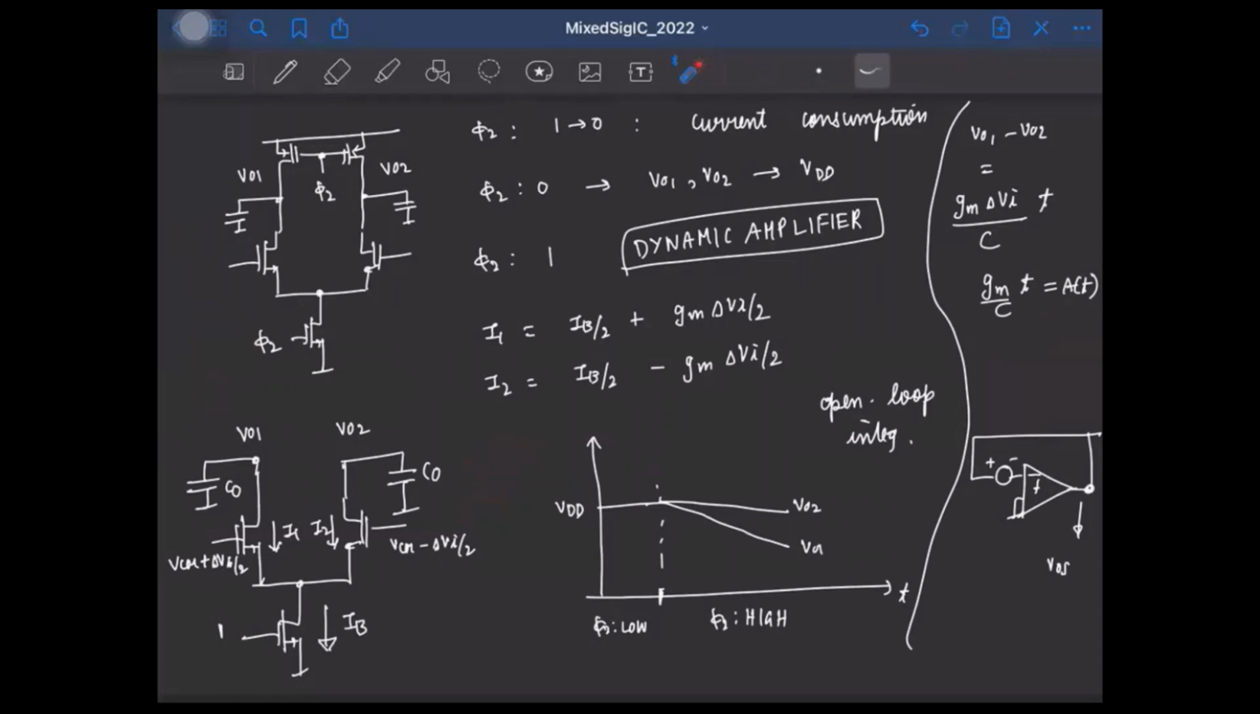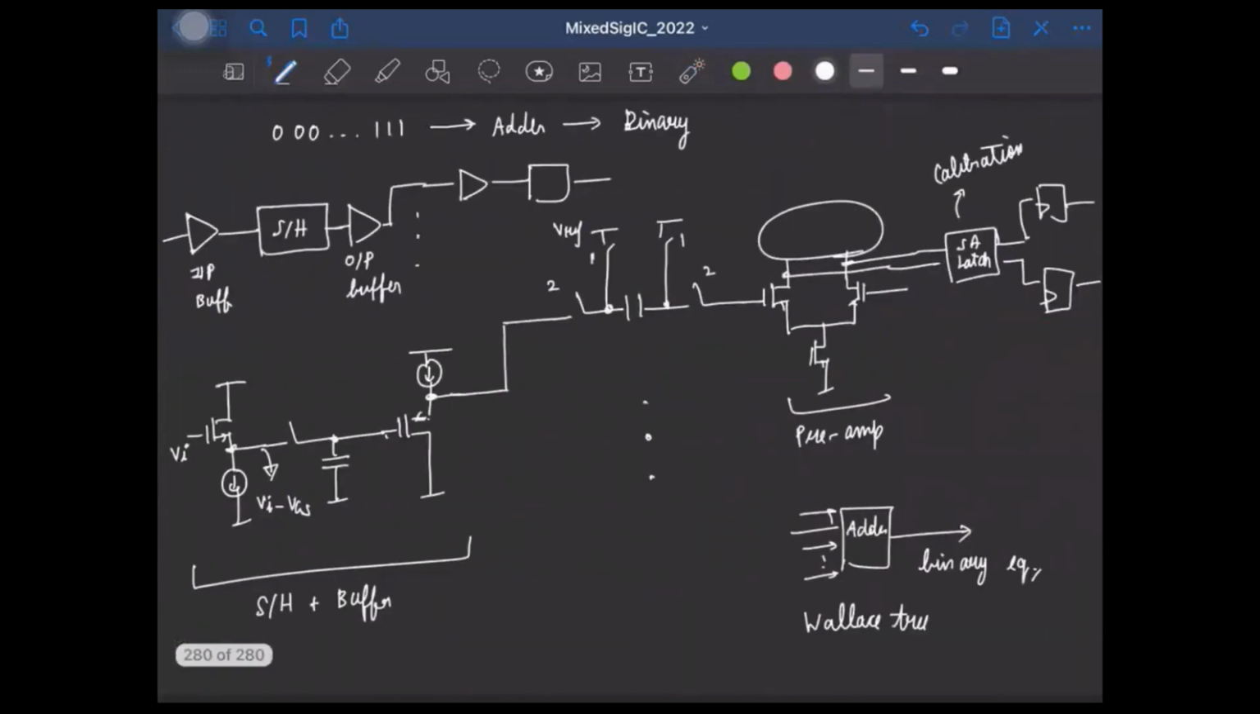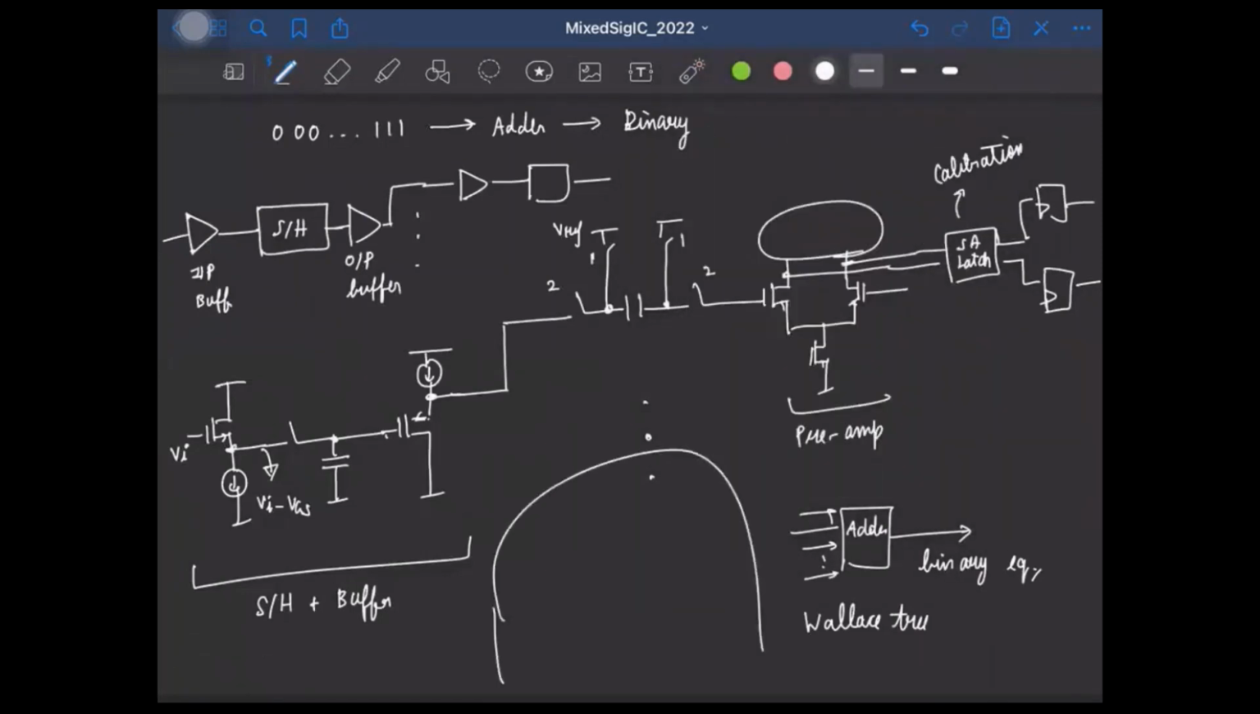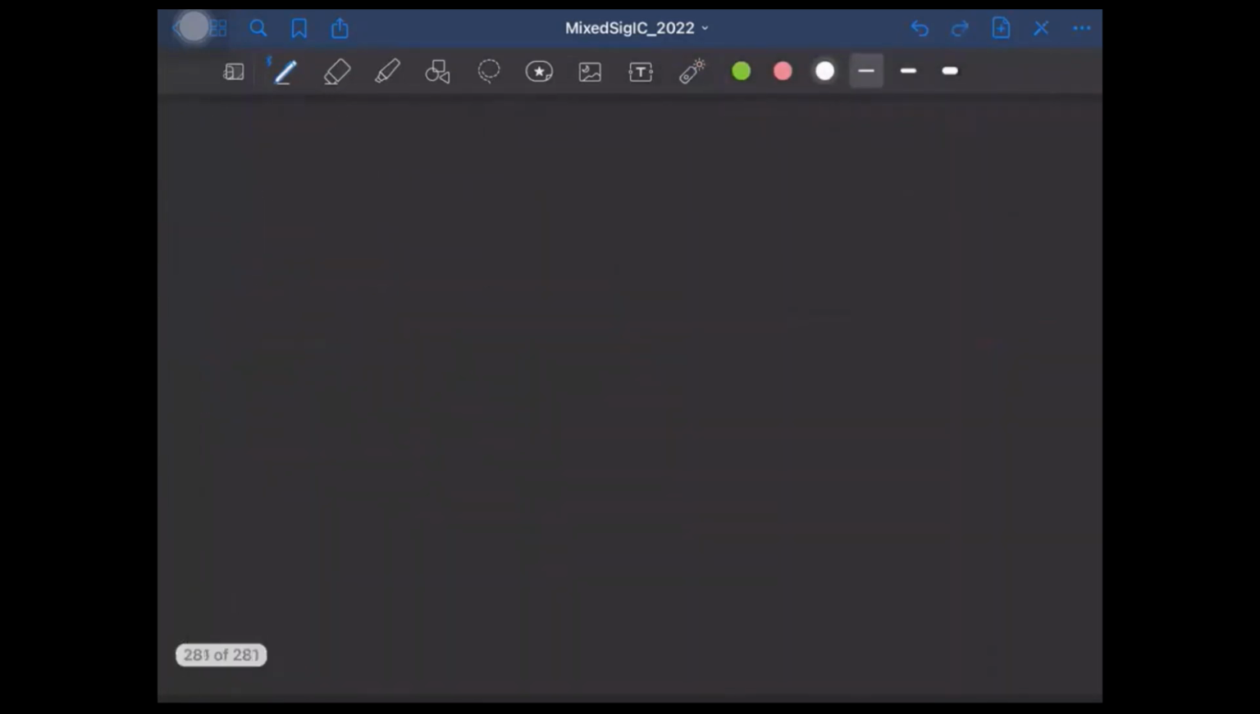So what can be done to compensate for the offset of this dynamic preamp? Well, we'll do digital calibration. So we can take the preamp again. Let me just quickly show it here. So we can take the dynamic preamp.